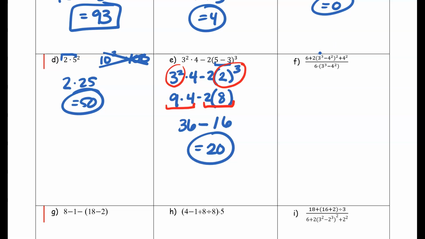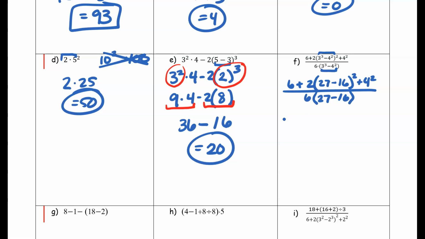So on the top, we're going to work inside the parentheses first. So 6 plus 2. Here we could do these exponents at the same time. So 3 cubed, 3 times 3 times 3, is 27, minus 4 squared is 16. Okay. The bottom, we're going to work on the inside also. So 6 times, we also have 27 minus 16.